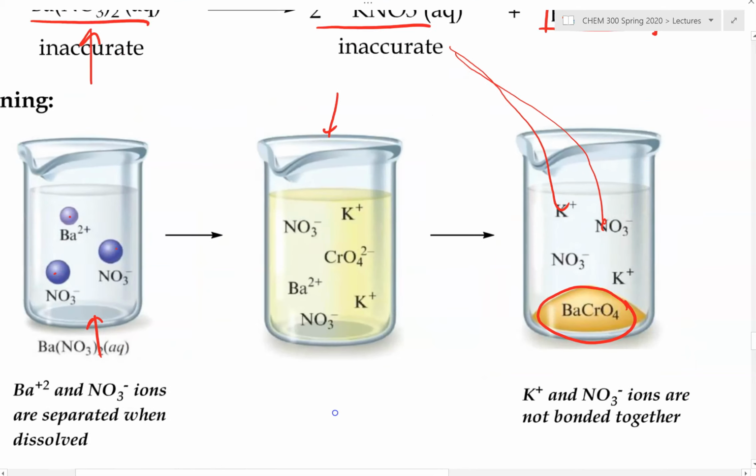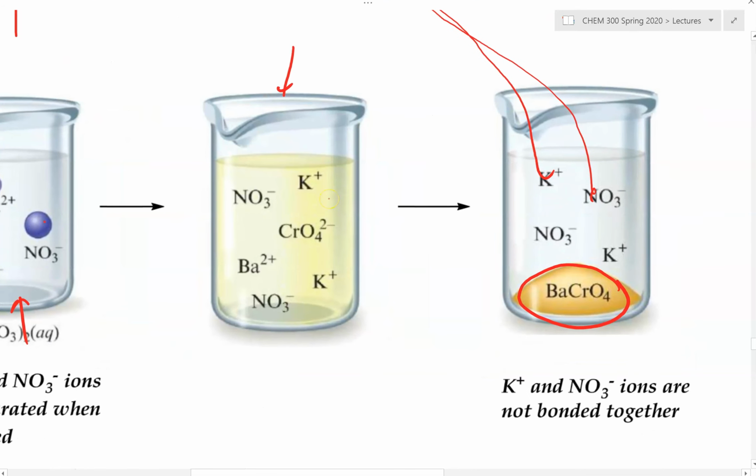And now here's what happened right here. Because all of these ions right here have charge to them, right? So they will be attracted to each other. So for example, this nitrate is negative, so it can be attracted to anything that is positive.